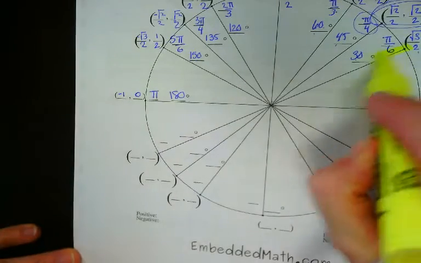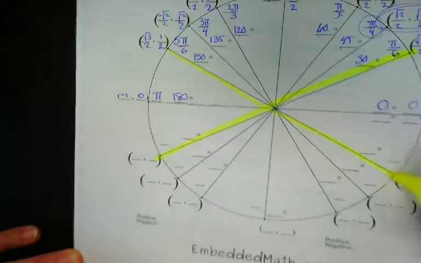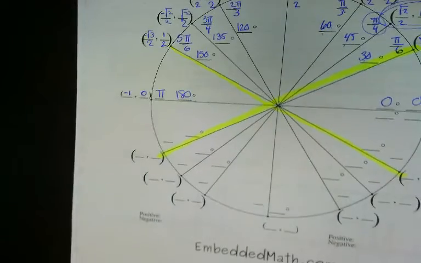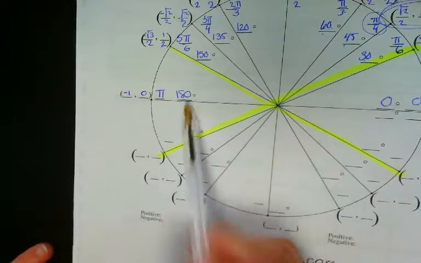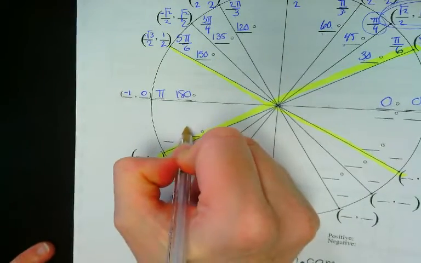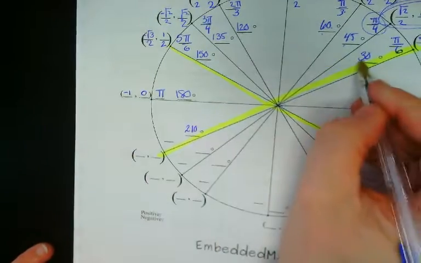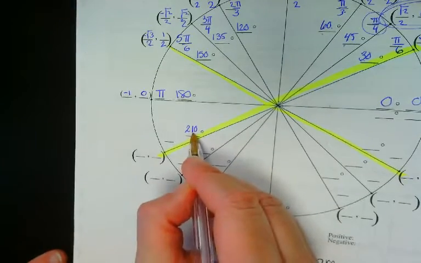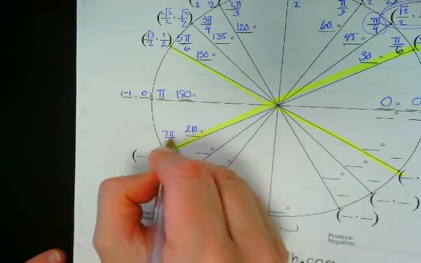I just want to stress, all these 30s away are going to be the exact same coordinates, just their positives and negatives are changing. So if this is 30 away, that means this is 30 away. What does that make this? 210. And then I say how many 30s are in 210? 7, and that's a pi over 6. So it's just 7 pi over 6.